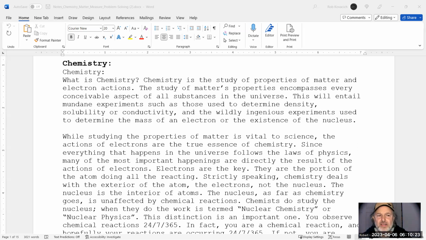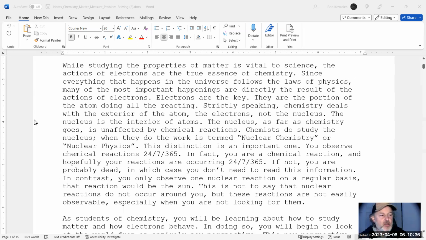Almost everything around us, with the exception of some basic physics stuff like falling, is some sort of chemical reaction. Why we're studying this stuff is because we would really like to know what's going on in the world around us. And just in general, the only things that happen that aren't chemical reactions are nuclear reactions.